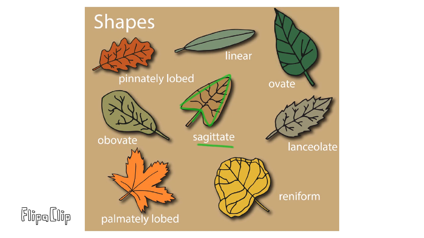Sagittate leaves are like arrowheads, while reniform leaves look like kidneys. Lanceolate leaves are wider at the bottom, but are generally thin, while linear leaves are very narrow, like a line.